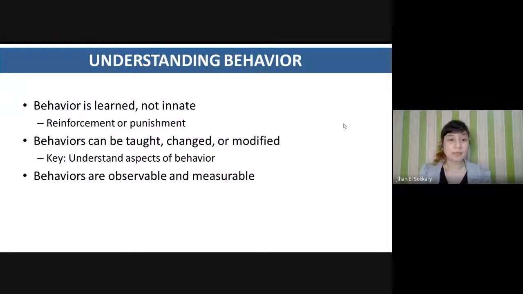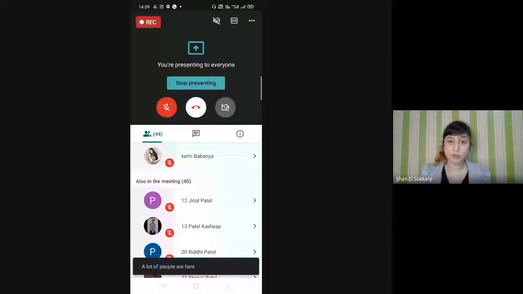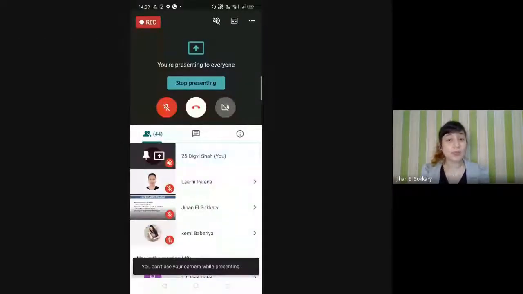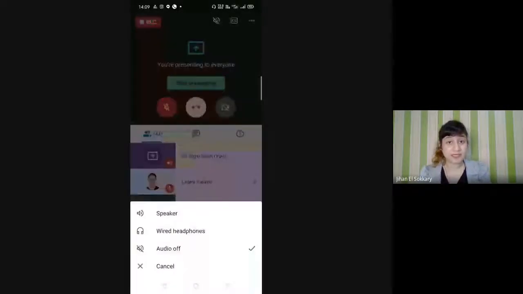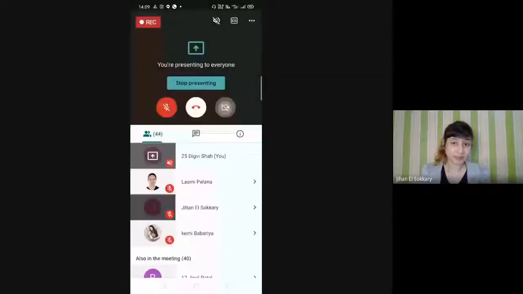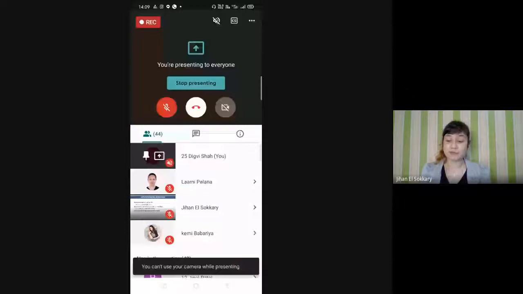Now, when we understand behavior, we want to keep in mind that behavior is learned and it's not innate, meaning nobody is born as he is. It is maintained and shaped by reinforcements and or punishment. It can be taught, changed, or modified, and the key to modify and change this behavior is to understand the aspect of the behavior. Why is this person acting the way he or she is? Now, behavior is observable and measurable at the same time, meaning we can derive data from this in order to systematically analyze everything.